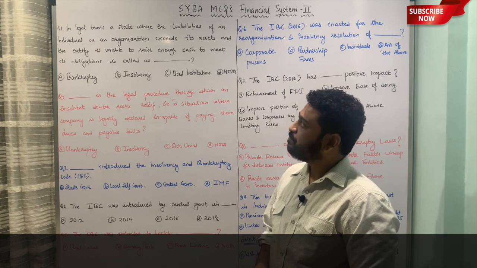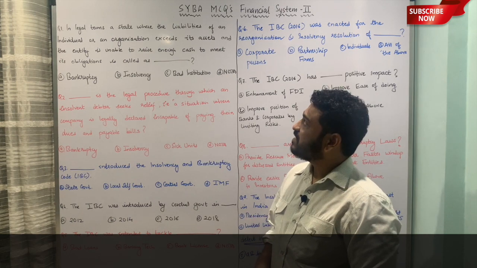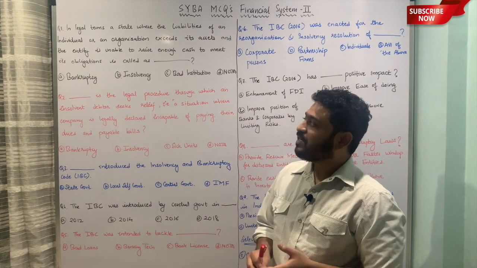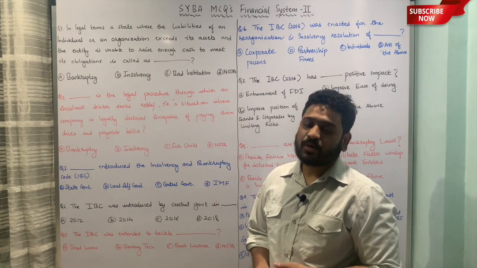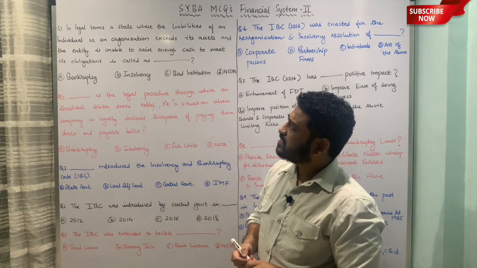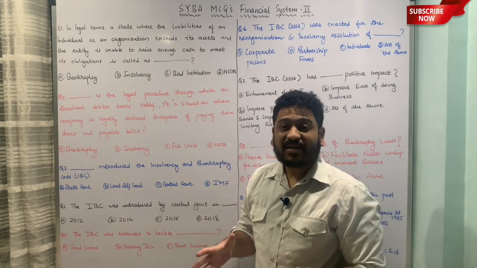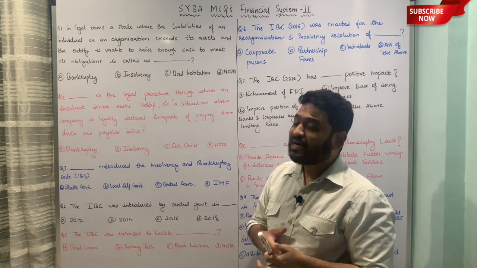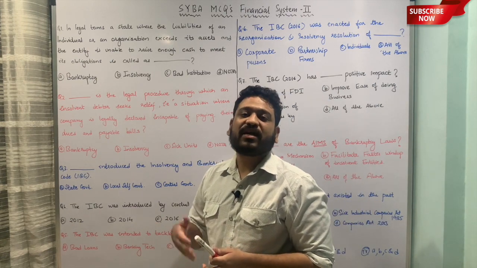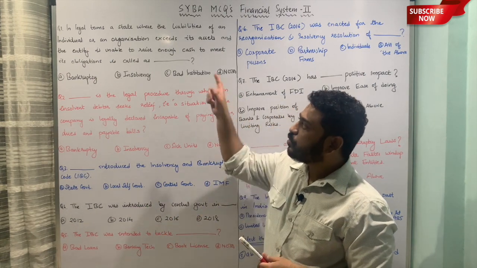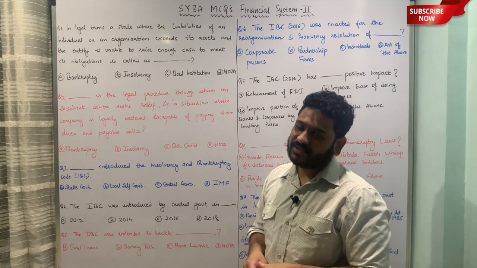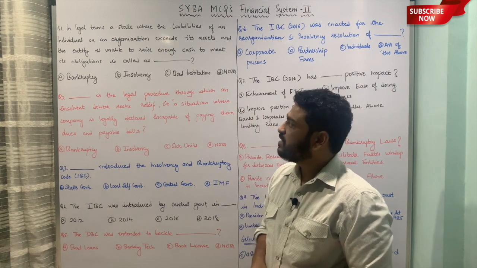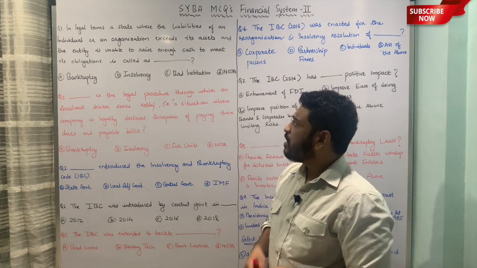The first question is, in legal terms, a state where the liabilities of an individual or an organization exceed its assets and the entity is unable to raise enough cash to meet its obligations is called what? What is effectively happening here is that his or her liabilities are more as compared to his or her assets, and it is difficult to raise enough money to conduct the day-to-day business or activities. What is the legal term for such a situation? The options are A, bankruptcy, B, insolvency, C, bad institutions, or D, none of the above.